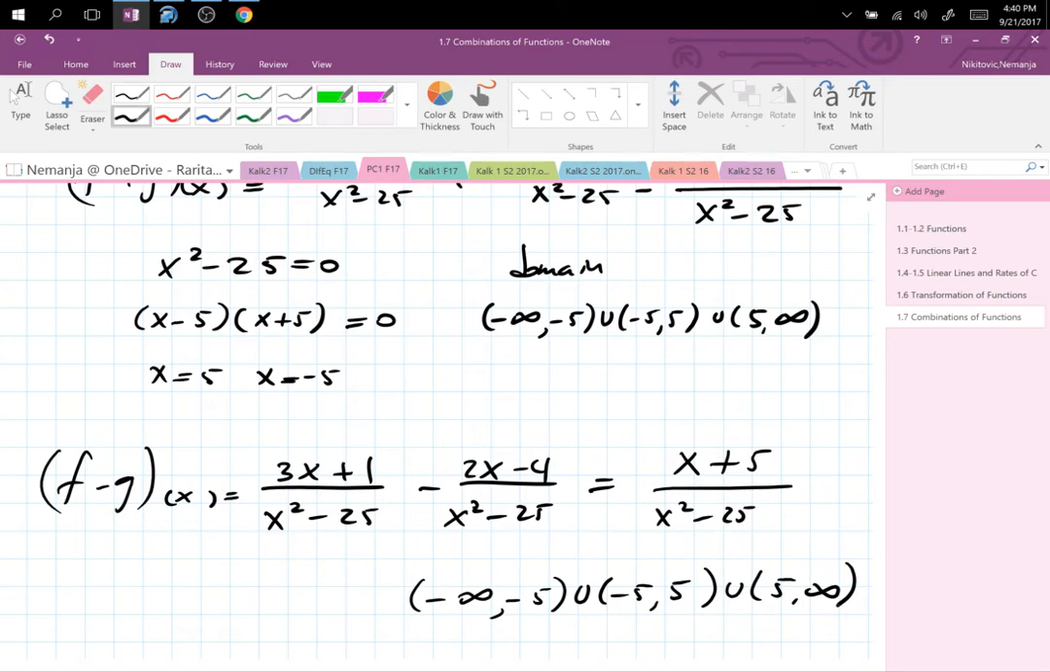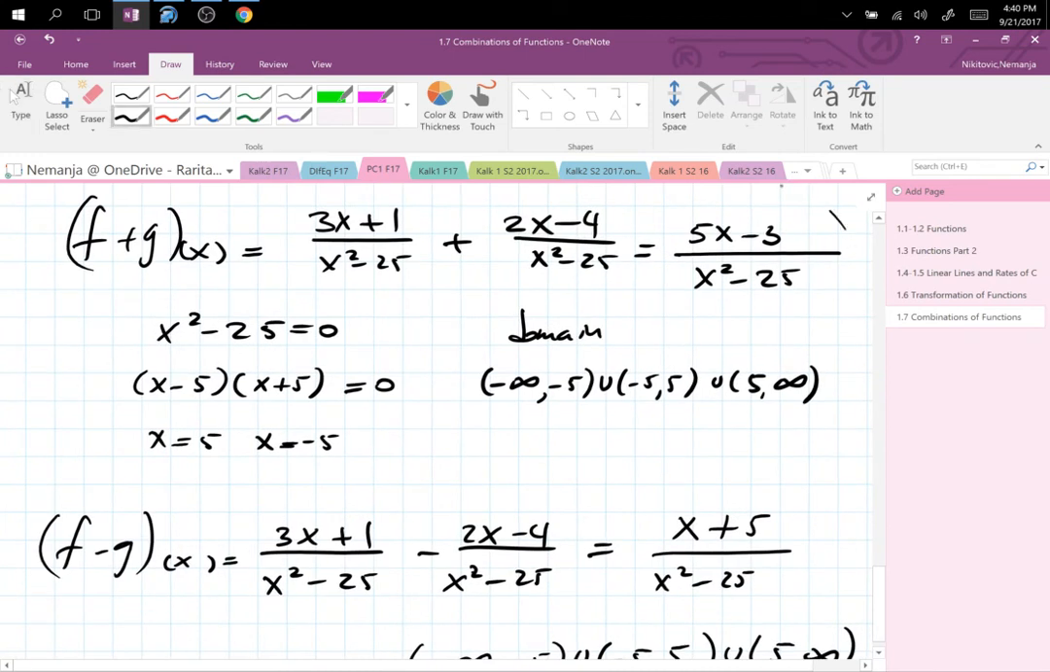Later on in section 2.6, we are going to distinguish between these two cases. We will say that this one has two vertical asymptotes because these factors can't cancel. And over here where they do cancel, you will have one vertical asymptote and one open circle.